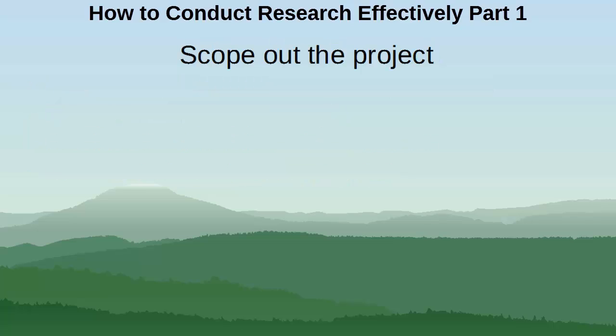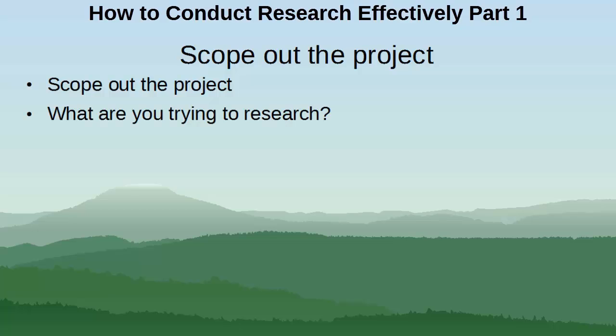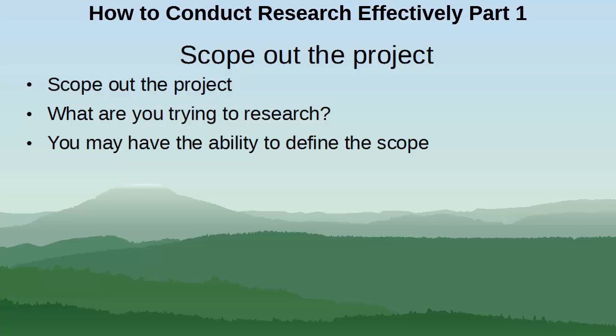First, scope out the project. You need to scope out the project you're researching. What are you trying to research? How you do that will depend on the nature of the project. If it's a college project, such as a thesis, you probably have the ability to define the scope yourself. In this case, you can cast your net wide in the research and to some extent follow your nose and see where it takes you.